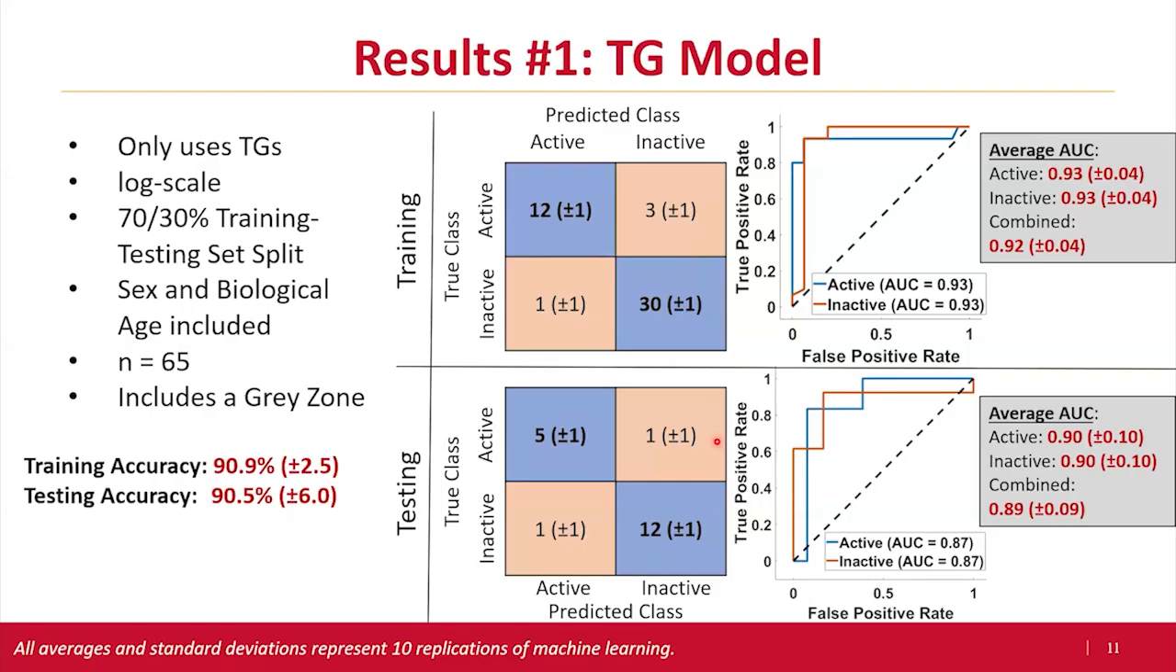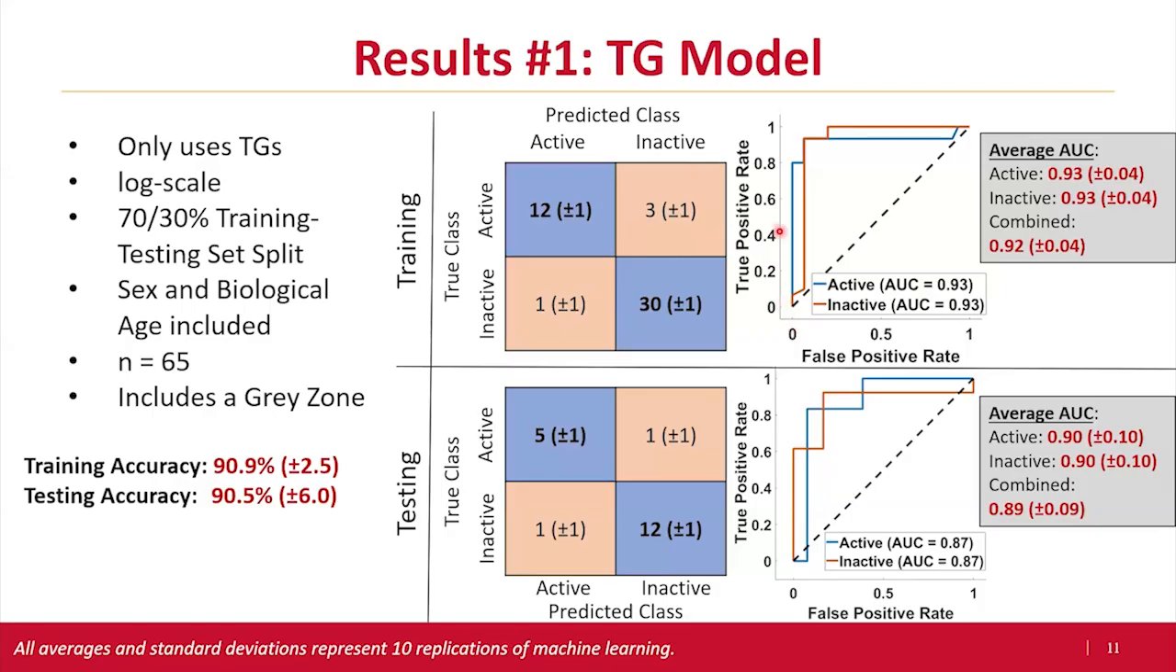One of the things to note, though, we did see more of the false negatives within our train-in set. So this means some active individuals are being classified as inactive, which is not desirable, but it's a better problem to have than false positives.